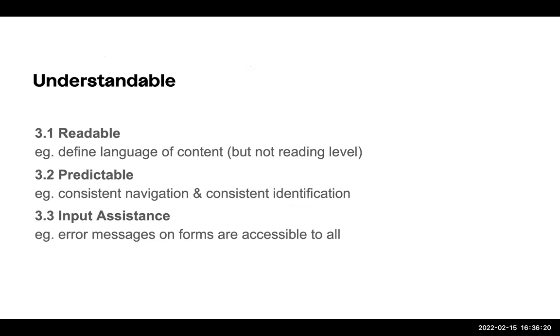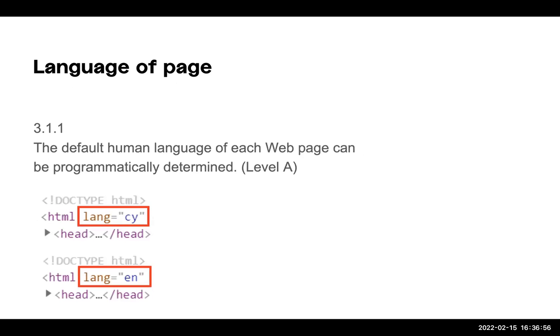Thank you. Well, when you talk about the content, and this is another main principle of WCAG, the content needs to be understandable. So the first sub principle is that the content needs to be readable. Define language of content, but not reading level. So we'll talk about this later. Predictable, consistent navigation and consistent identification. We'll talk about this as well. Input assistance, error messages on forms are accessible to all.